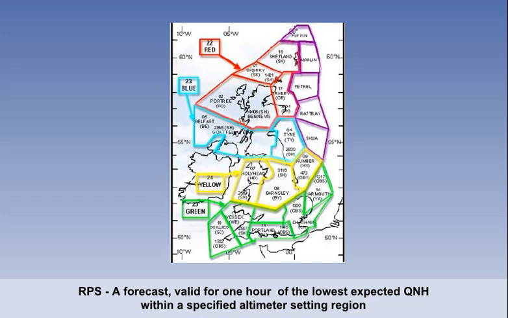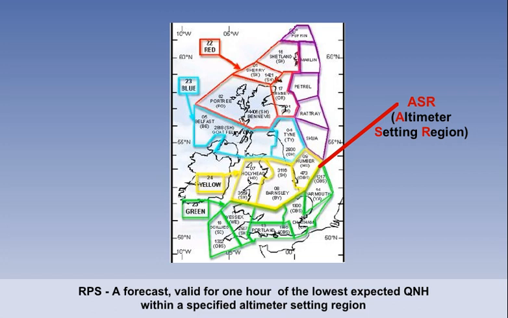This problem is solved by the provision of regional pressure settings, called RPS. The map shown here allocates areas where RPS values are issued. These areas are known as altimeter setting regions, or ASRs. When flying into these various regions, the altimeter should be reset to the values provided by them. This will again ensure a more accurate altimeter reading, and also ensure everyone else is on the same pressure setting.